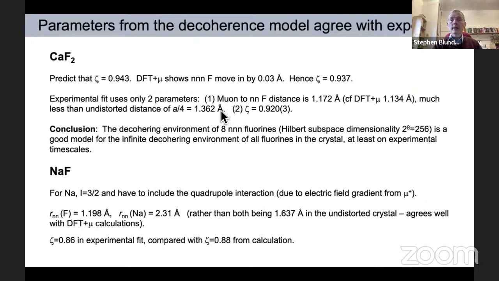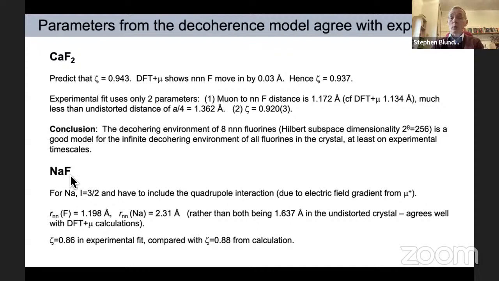The other thing is this factor that we're using to account for all of the other spins that we've not included. We can work out what this should be from theory, which is 0.937, and in our experimental fit, we get 0.920. So this is very similar. So I think we have a very good indication that we are now able to model our decohering environment, and we use this little technique for modeling the effect of the other fluorines that are not included in our simulation. It works very well for sodium fluoride as well.